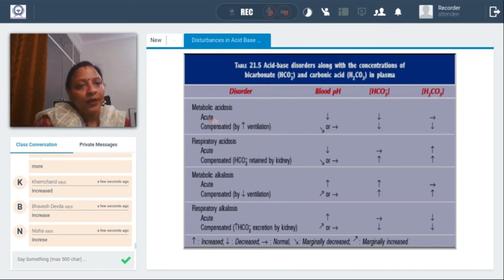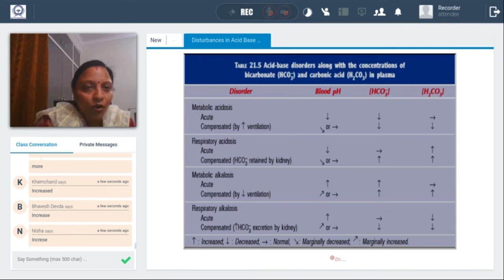So in the case of metabolic acidosis, the compensatory mechanism is hyperventilation. In the case of metabolic alkalosis, the compensatory mechanism is hypoventilation. In the case of respiratory acidosis, retention of bicarbonate. And in the case of respiratory alkalosis, the compensatory mechanism is increase in excretion of bicarbonate ions by the kidney.